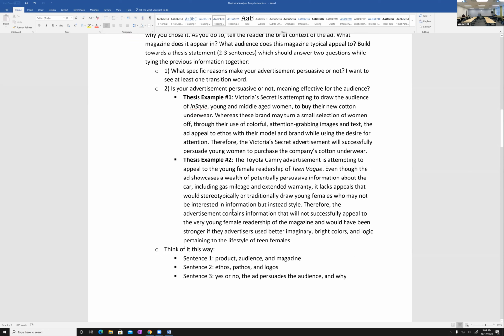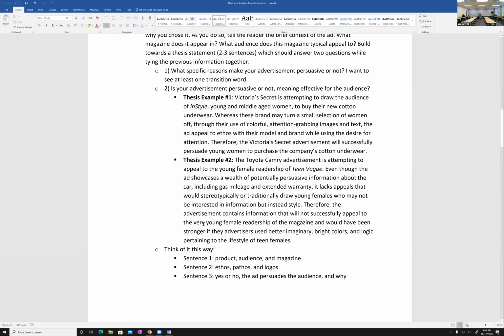So your thesis statement, if you think of this way, 3-sentence formula, when you're doing your thesis statement, in sentence 1, make sure you tell me the information on product, audience, and magazine. Sentence 2, slip in the elements of ethos, pathos, or logos, whatever they're using. And then in sentence 3, you're determining yes, it's effective, or no, it is not persuading the audience, and then why.